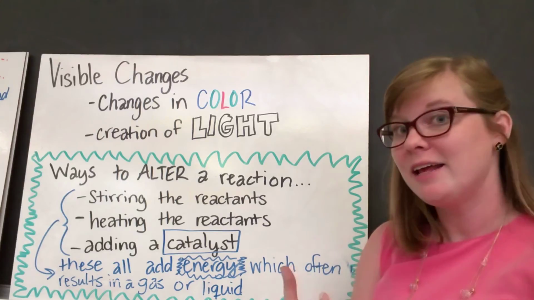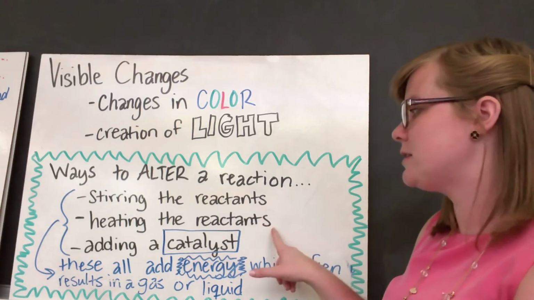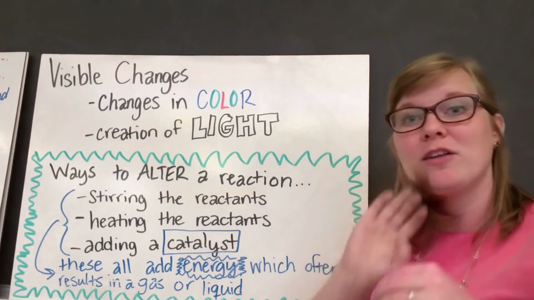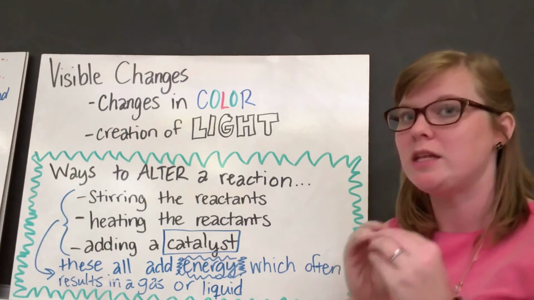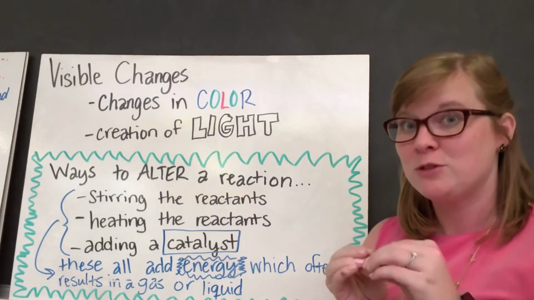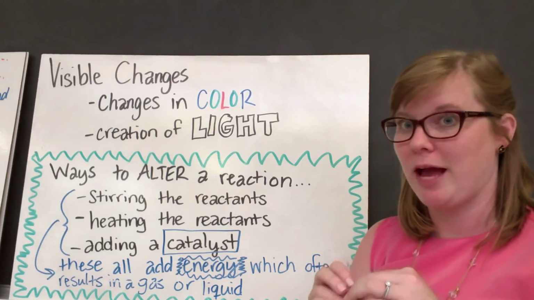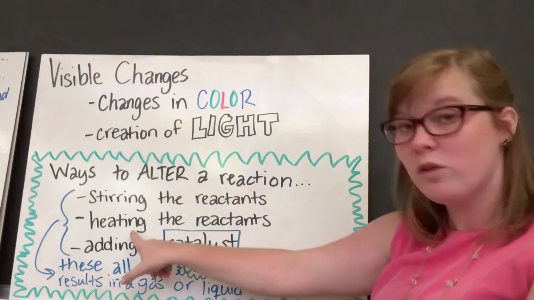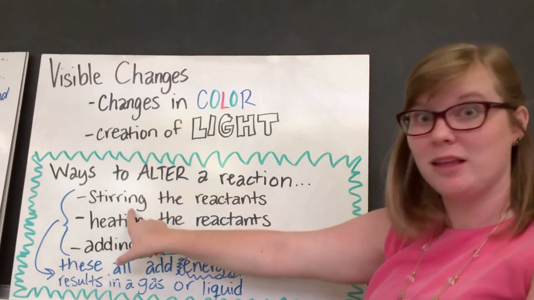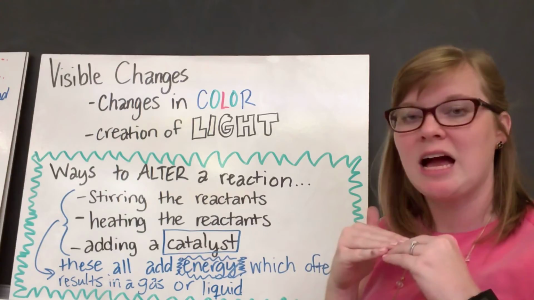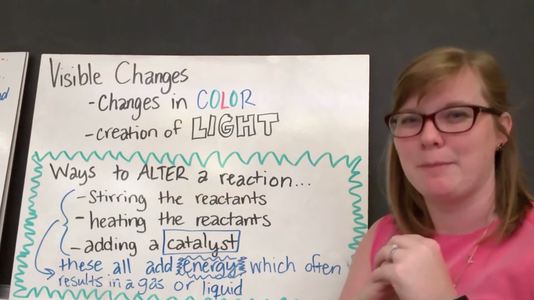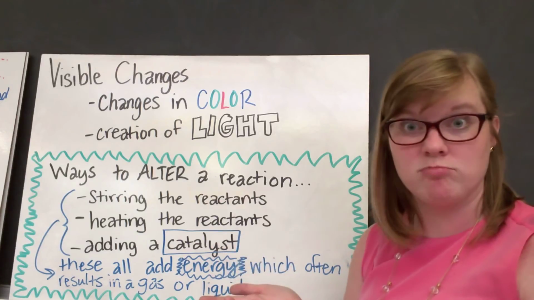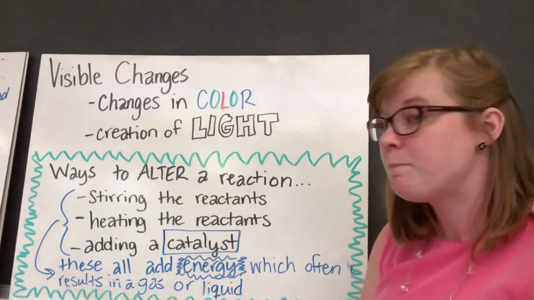Things that add energy are stirring the reactants, heating the reactants, or adding a catalyst. A catalyst is a compound whose entire purpose is to speed up a chemical reaction. If we're trying to slow it down, we might cool the reactants. We're definitely not going to stir it. We're going to minimize any kind of motion. We might even use a motion dampener to keep it from vibrating. And we're definitely not going to add a catalyst, because catalysts are designed to speed it up.